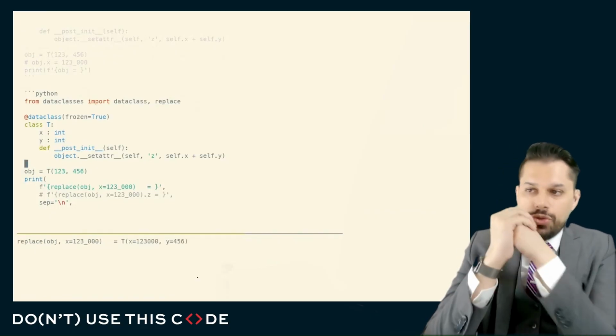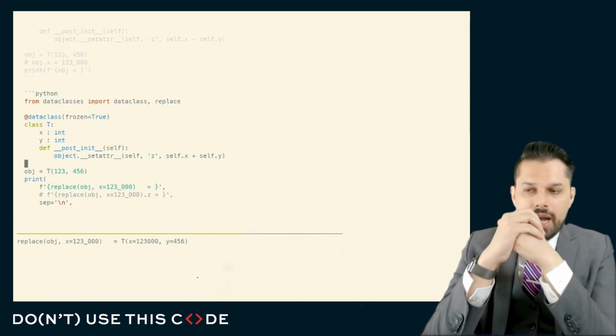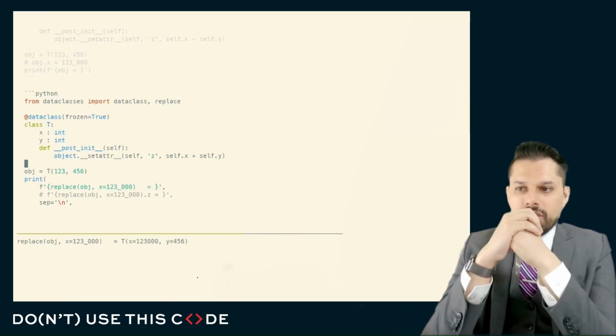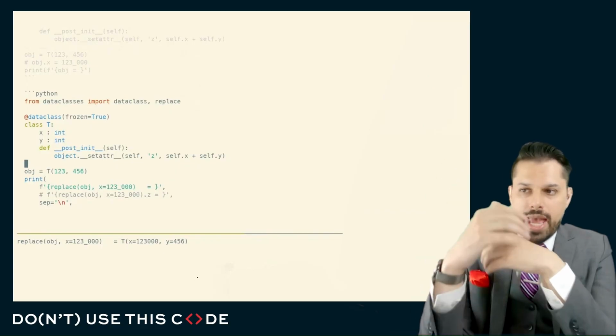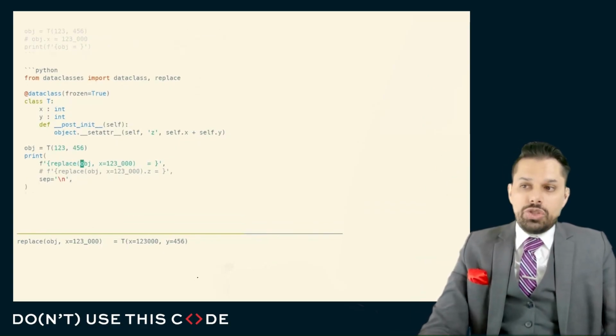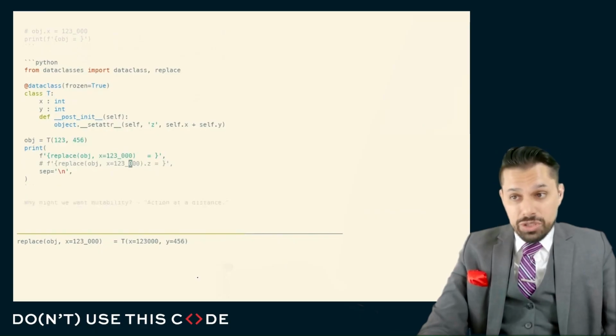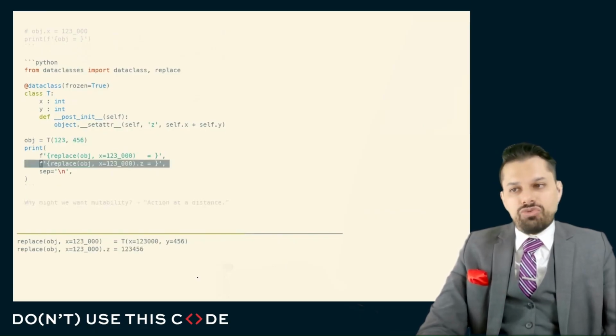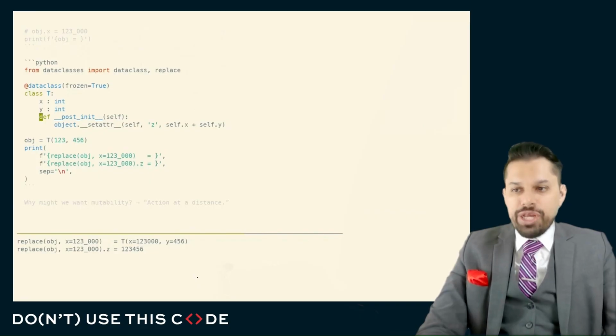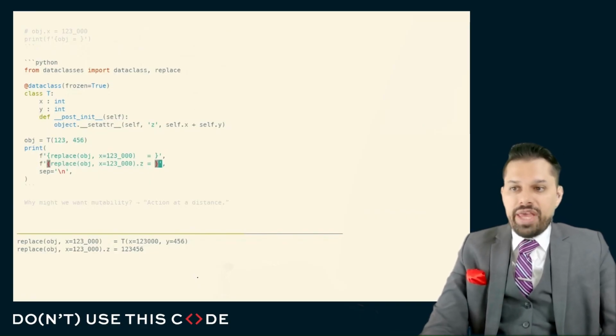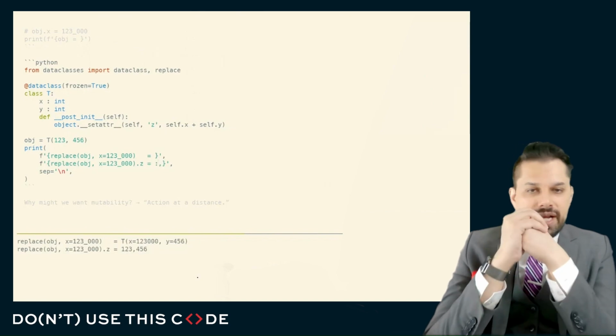And so here, you can see that I have my object with x and y, where I have changed the value of x from 123 to 123,000. And when I use this replace function, note that it reruns the post init. So thankfully, the correctness of this data is maintained.